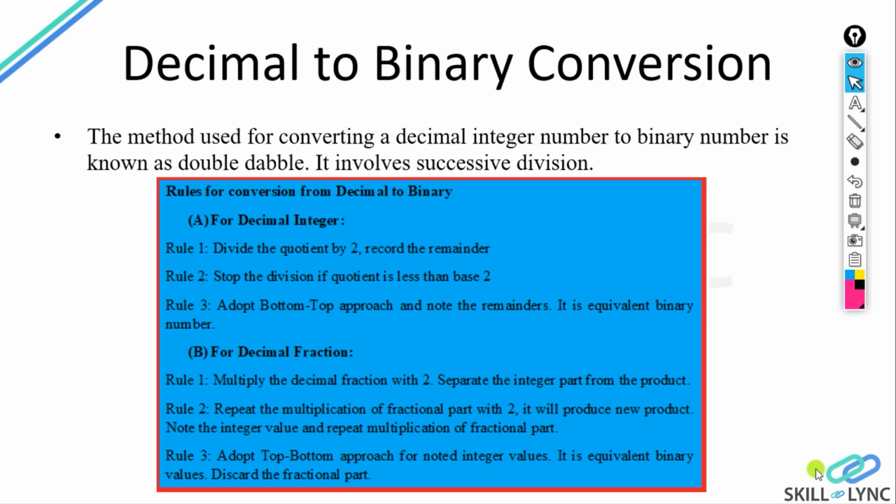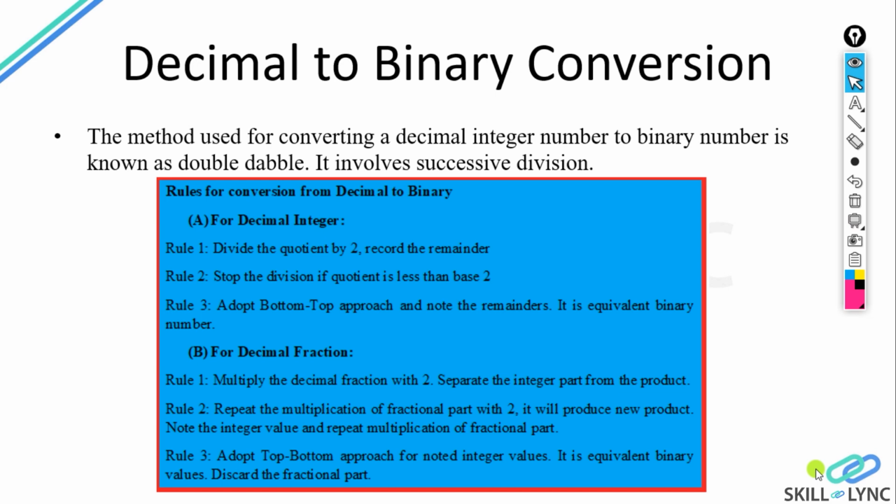Hey guys, let's start with the next conversion. Next conversion is decimal to binary conversion, means from the decimal number system to the binary number system. And this method is known as the double-dabble method. It involves successive division.